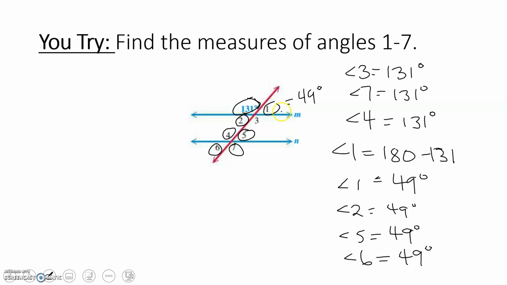So angle 1 is 49, angle 2 is 49, angle 3 is 131 degrees, angle 4 is 131, angle 5 is 49, angle 6 is 49, and angle 7 is 131 degrees. Did you get that? Hopefully you got that. If you have any questions whatsoever, just include them in the chat below and I will respond to your questions, okay? So these are just a few of the geometric properties that are formed from taking a line and crossing it through some parallel lines, and also from taking two lines and intersecting them.